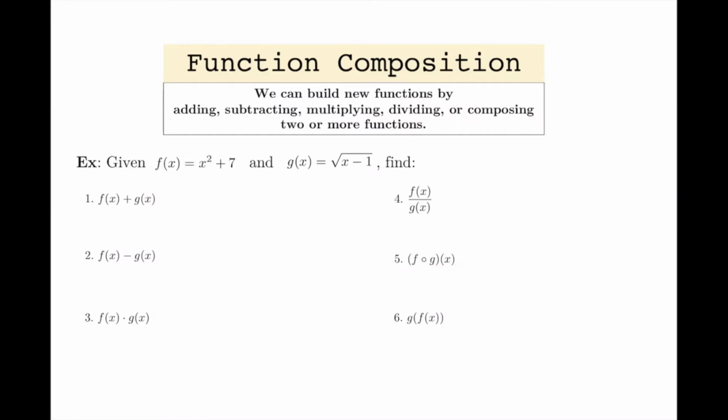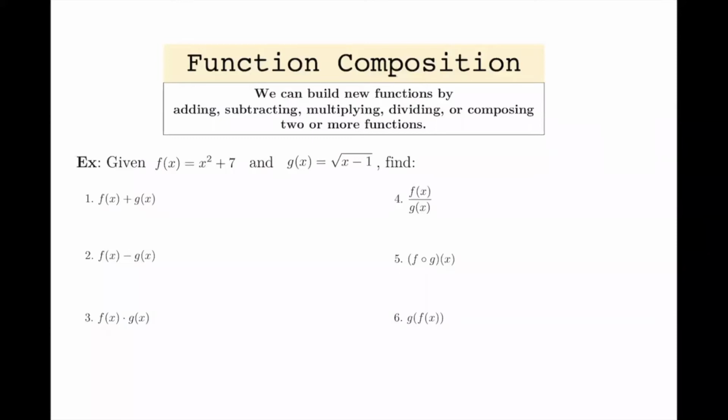Let's consider f of x equals x squared plus 7 and g of x equals the square root of x minus 1. Now these are both functions even though I'm not calling them both f of x, because they're different and I want to be able to refer to each one separately. We normally use things like f, g, h to denote functions, but we could use whatever letters we'd like.